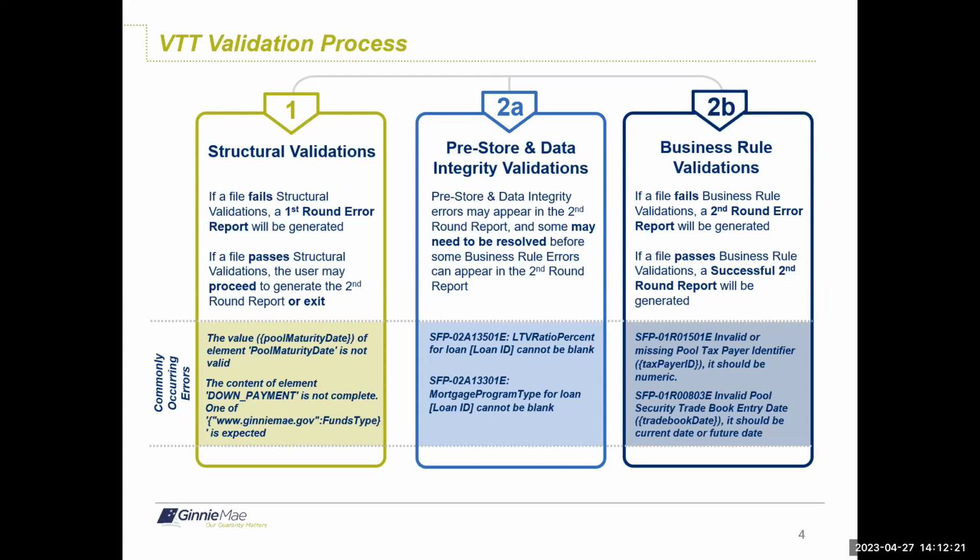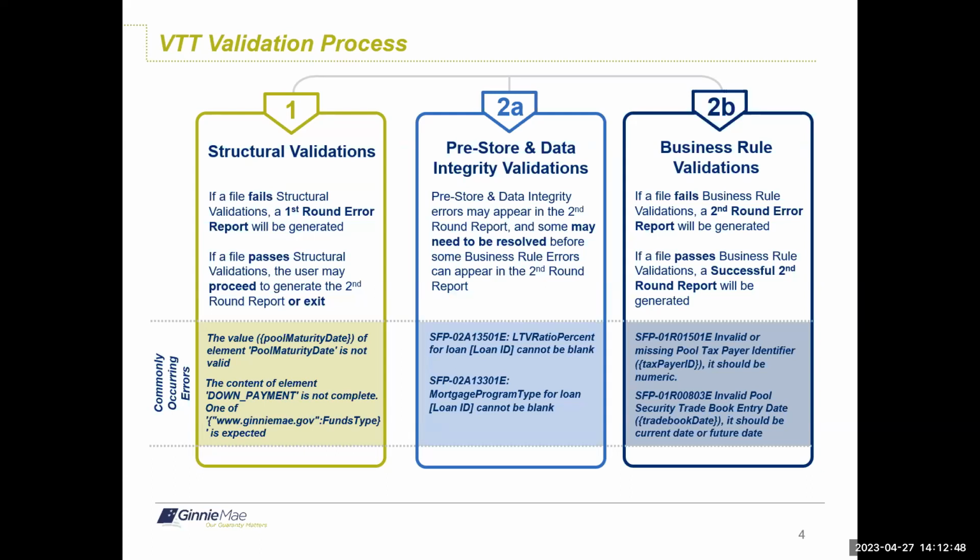The last sort of wave is the proper business rule validations in the second round. So if you encounter any errors there, again, your file this time is being compared properly against Ginnie Mae's business rules to make sure that in even more scrutiny and detail that the values meet the business rules and that they sort of tick and tie with each other as some of the data points are interrelated. If you have any errors, it will be called out.